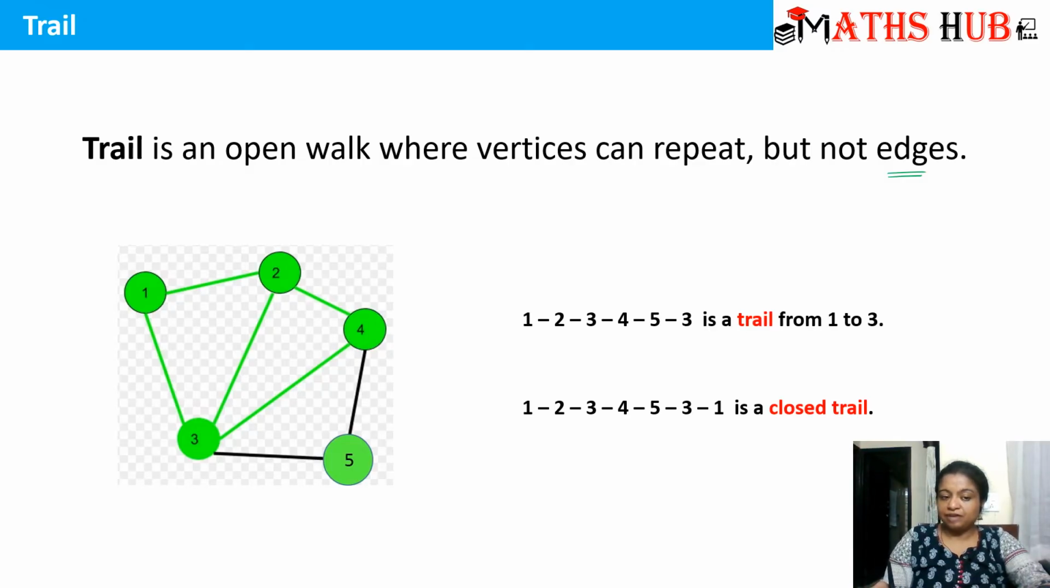So here from 1 to 1 we can say 1 to 2, 2 to 3, 3 to 4, 4 to 5, 5 to 3 and 3 to 1. So you can see that none of the edges are repeating in this trail and since the initial and the final vertices are same, so it is called a closed trail, right?